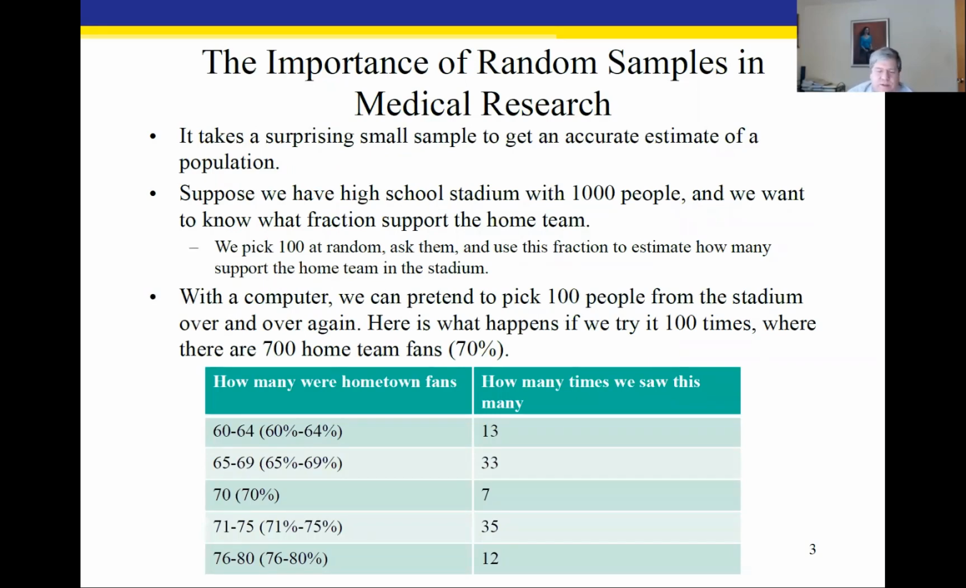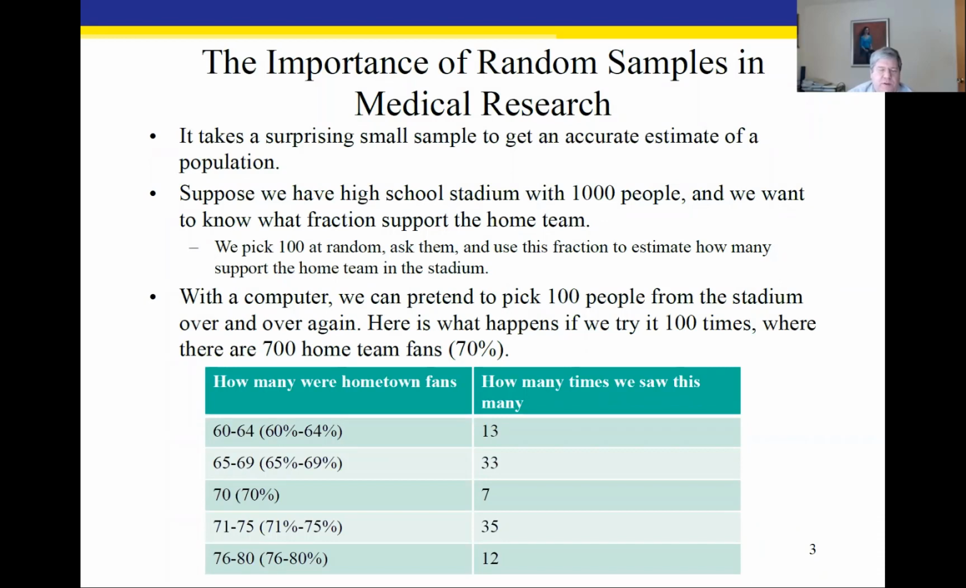And one of the things that keeps me interested in this area is the fascinating fact that it takes a surprisingly small sample to get an accurate estimate of a population. So I just have a little pretend example I'm going to go through here. This is statistics. I'll show some numbers, not too much math, but I think you're all comfortable with that kind of stuff, given what you're doing. So let's say we have a high school stadium with 1,000 people, and we want to know what fraction support the home team. One possibility is we could pick 100 at random, ask them, and then use this fraction to estimate how many support the home team in the stadium.